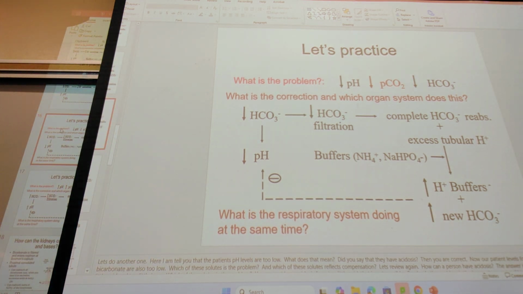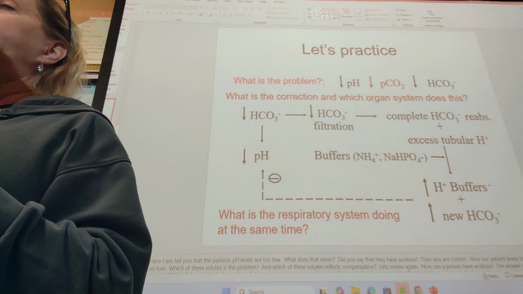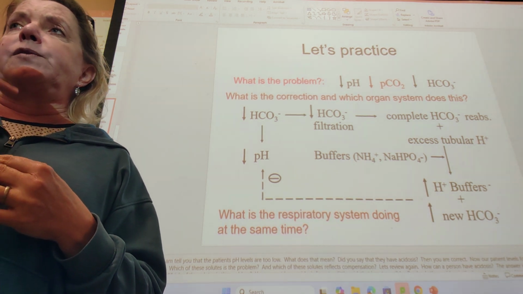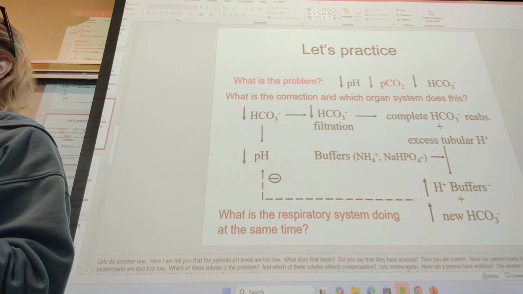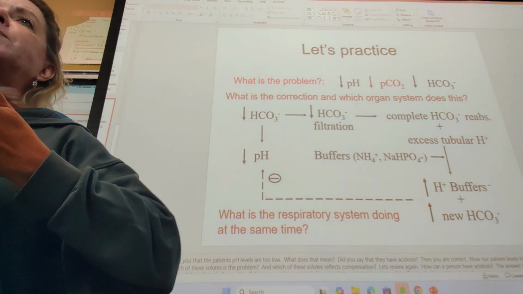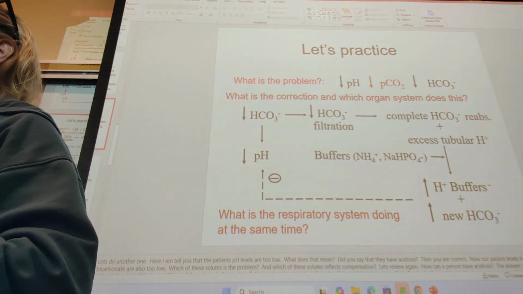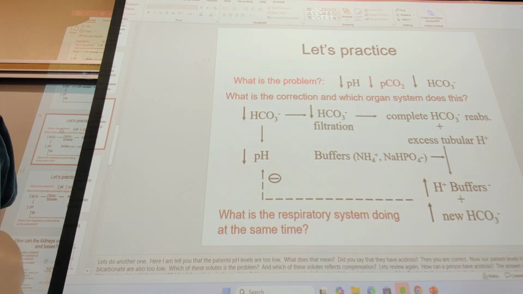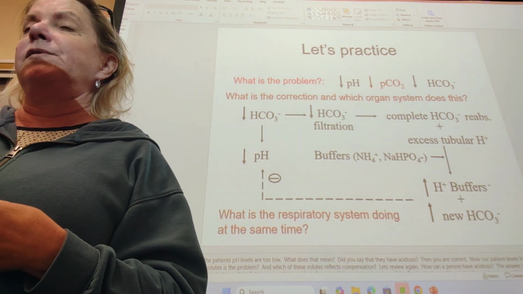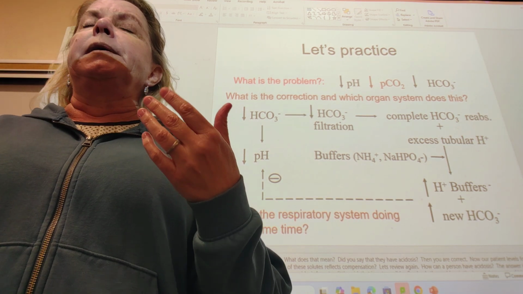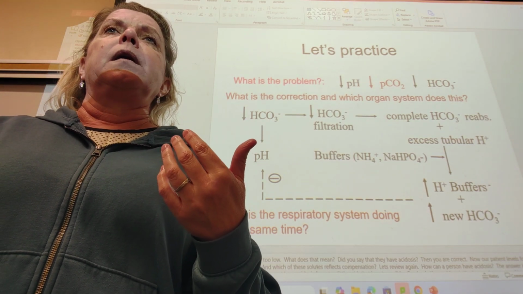If it is a metabolic issue, what systems can compensate? Respiratory can compensate by hyperventilation, increased rate and depth of breathing. The lungs don't do that on their own. The brain tells the diaphragm to contract more. And so you blow off more CO2. That explains why the CO2 levels are going down in this patient. You probably would expect them to be doing this type of breathing.